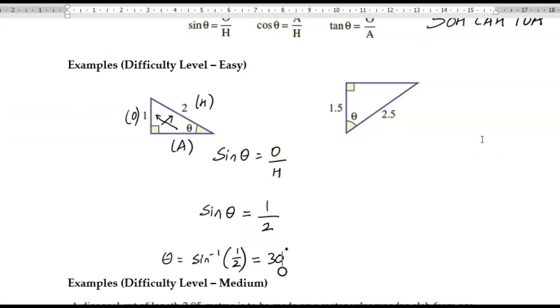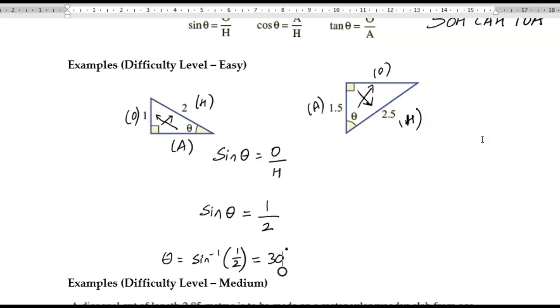Looking at the second example, again we're going to start by labeling the sides. The hypotenuse is the side opposite to my right angle. Theta is the given angle, and that's going to be my opposite side, and the third side is going to be my adjacent side. In this case, the two side lengths we have are adjacent and hypotenuse, and the ratio that deals with the adjacent and hypotenuse is the cosine ratio.